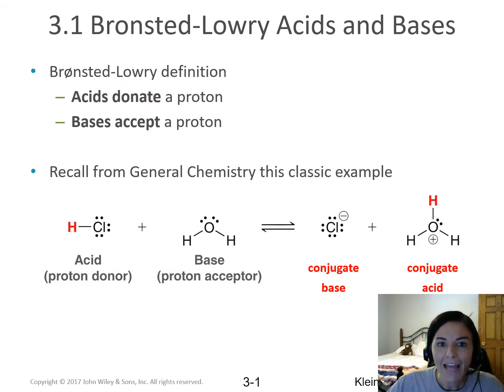When we look at the product side of the equation, we see that water has gained a proton and that HCl is now just the chloride ion, Cl negative, and has thus lost a proton. Thus, in this reaction, water is our base and HCl is our acid.